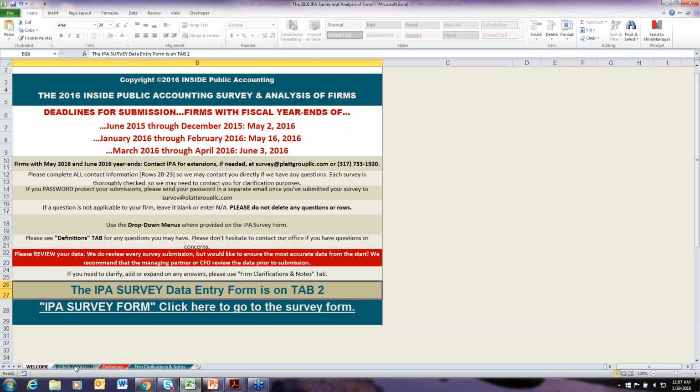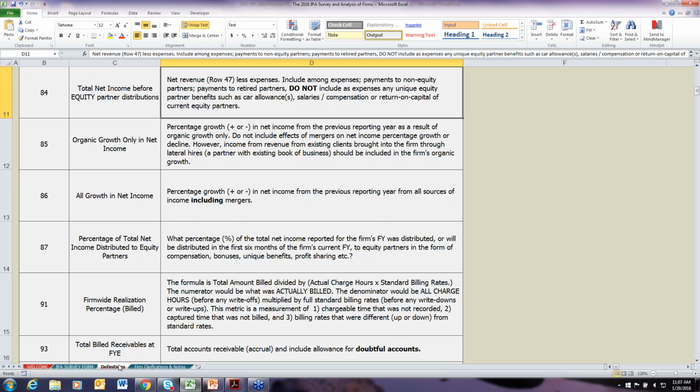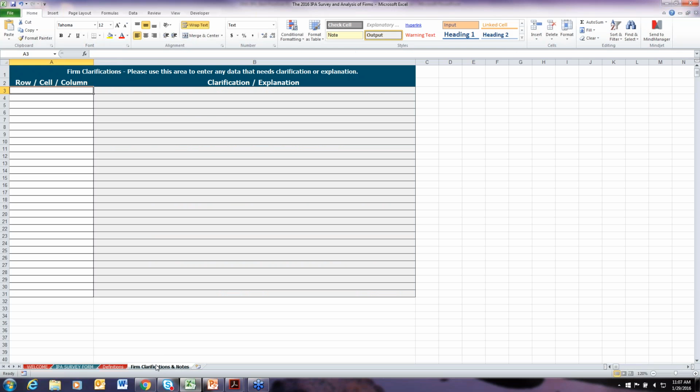A couple of quick comments on the tabs before we get into the survey form itself. This second tab is the actual IPA data entry survey form, which we'll come back to in a second. The third tab is a helpful guide to definitions, so we're all providing comparable information. We encourage you to refer to this tab when completing the form. And finally, the last tab, Firm Clarifications and Notes, is a place for you to provide additional clarifications or further explanation of an answer if needed.